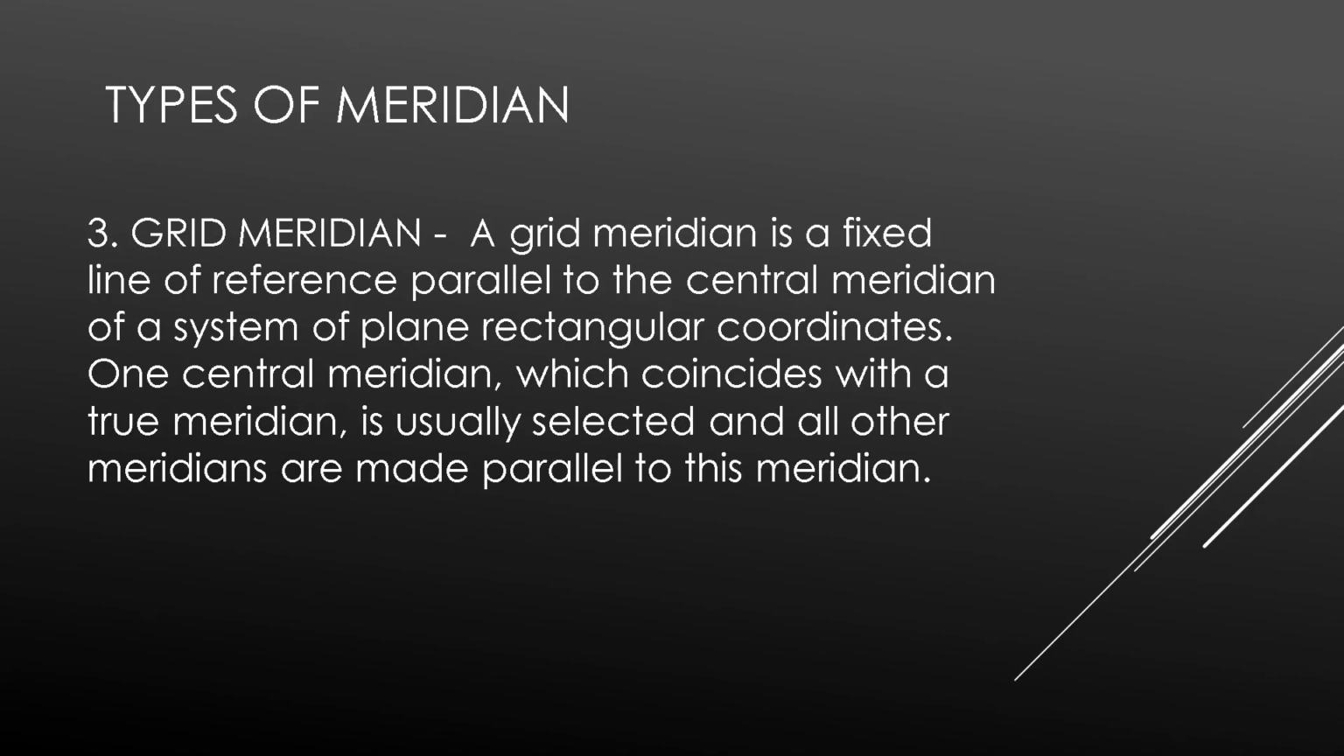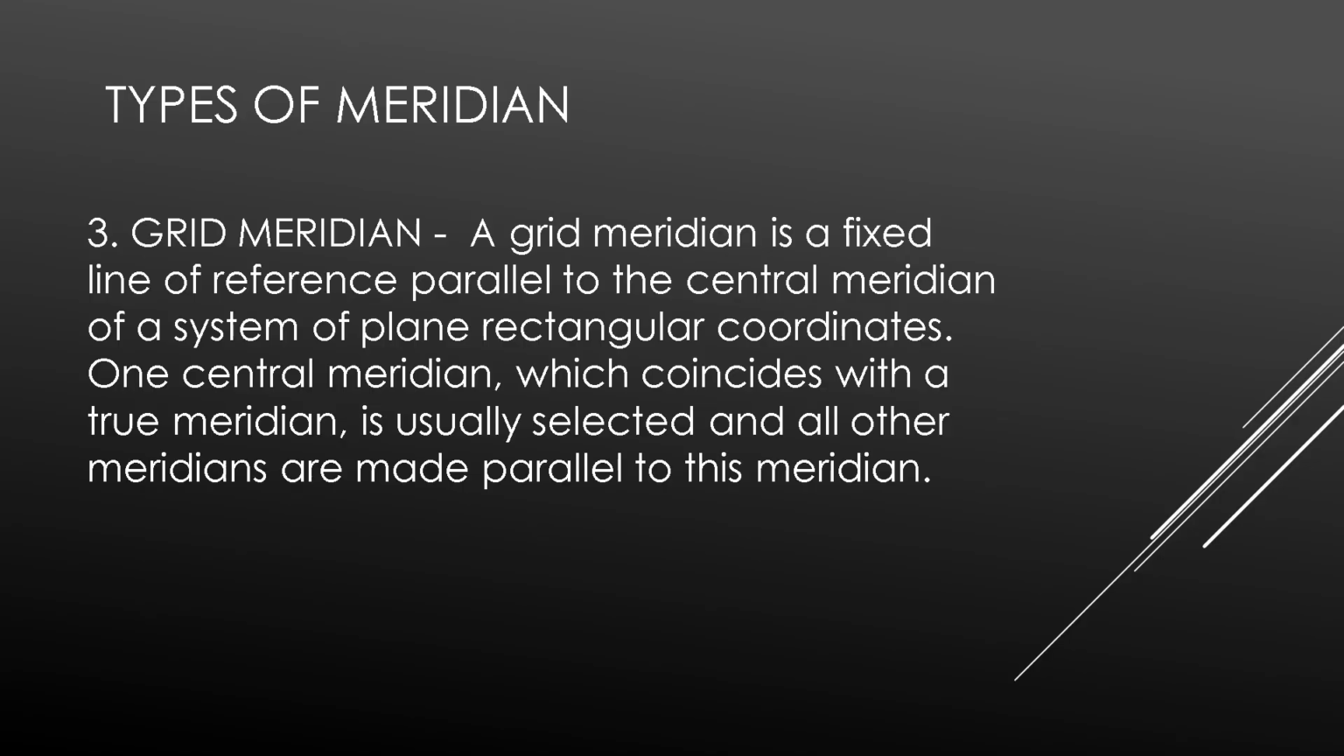We now discuss the third type of meridian, which is the grid meridian. A grid meridian is a fixed reference line that is parallel to the central meridian of a system of plane rectangular coordinates. It is commonly used when working with maps and coordinate systems, where locations are represented using grid coordinates.